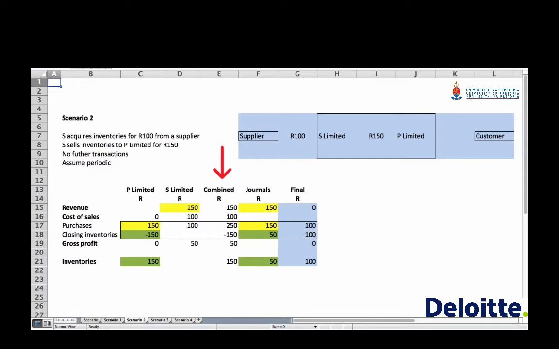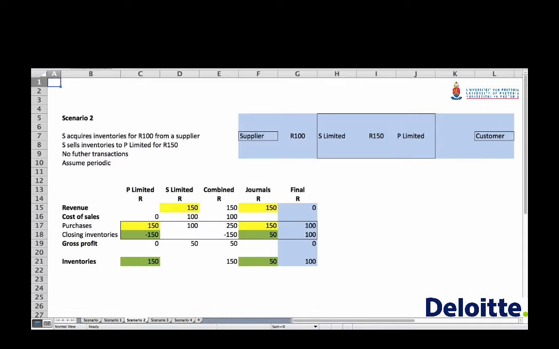Now step back and think about what do we want if we are doing a business combination. Look at your economic event. We have inventories coming into the group from a supplier for 100 Rand that have not been sold to an outside party. Therefore, the answer to this scenario needs to be very similar to the answer in scenario 1. Those inventories have come into the group, they've been purchased but are still on hand by the group, so need to be in the inventories account. So we need to apply consolidation journal entries to achieve this.